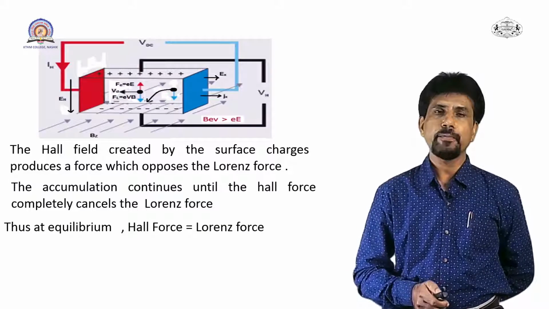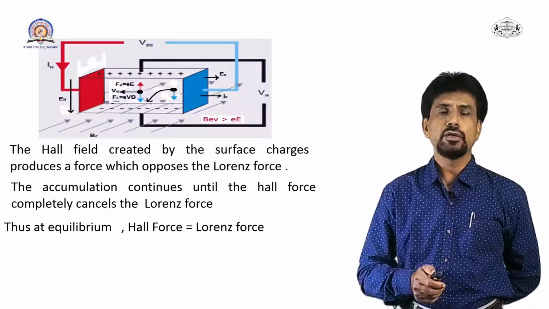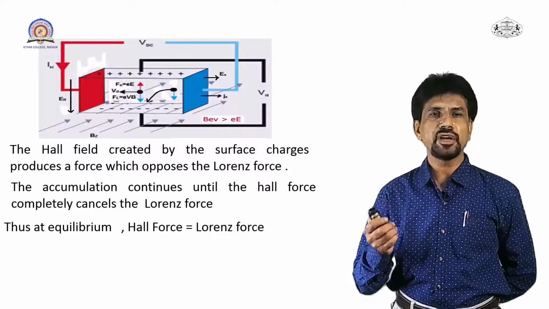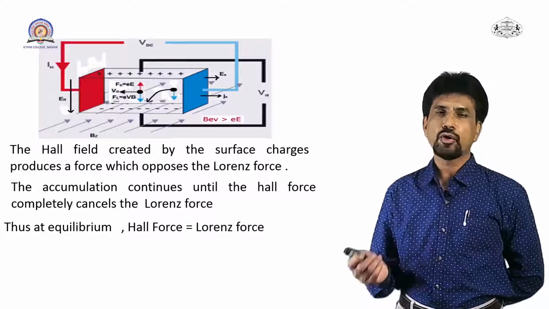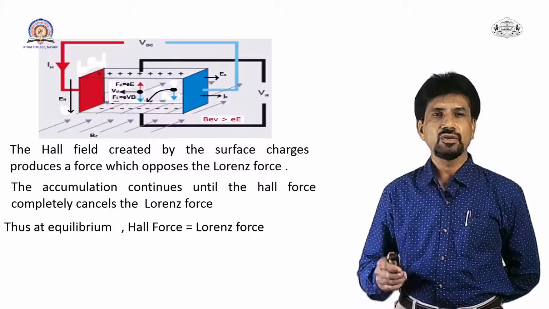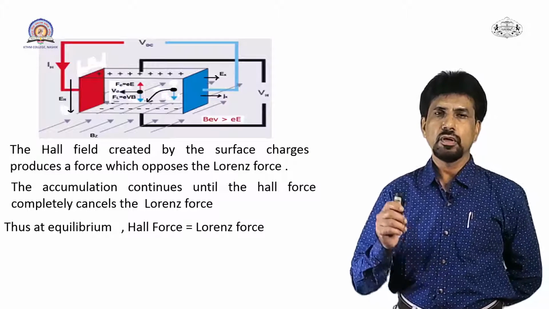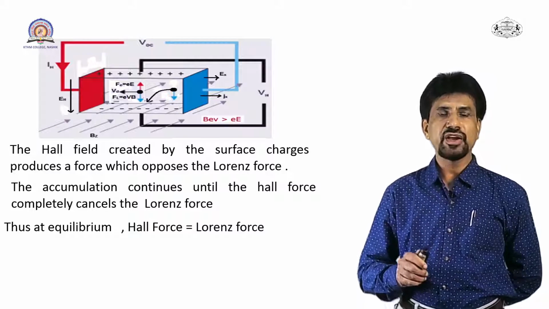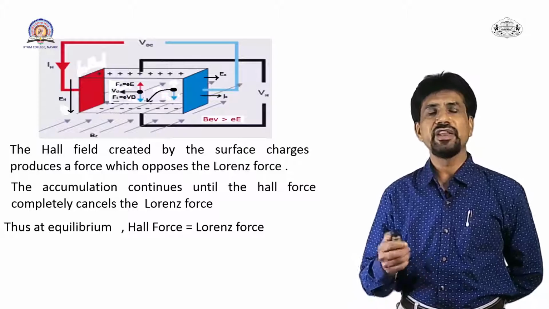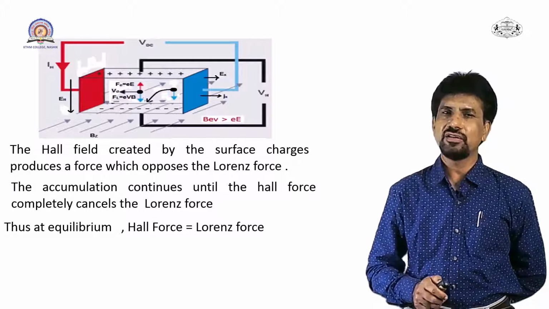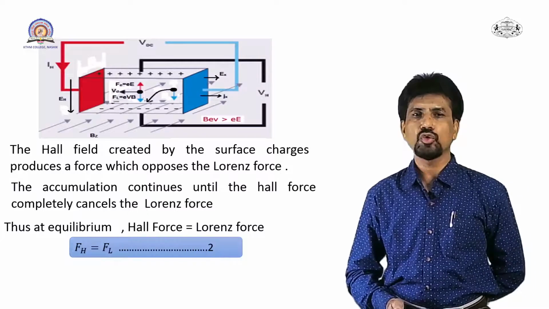Now, as charges accumulate, the positive charges will accumulate on the upper surface, and the negative charges will accumulate on the lower surface. At that time, the magnitude of the force exerted by the electric field increases, and at equilibrium these two forces become equal, that is, the Hall force is equal to the Lorentz force.